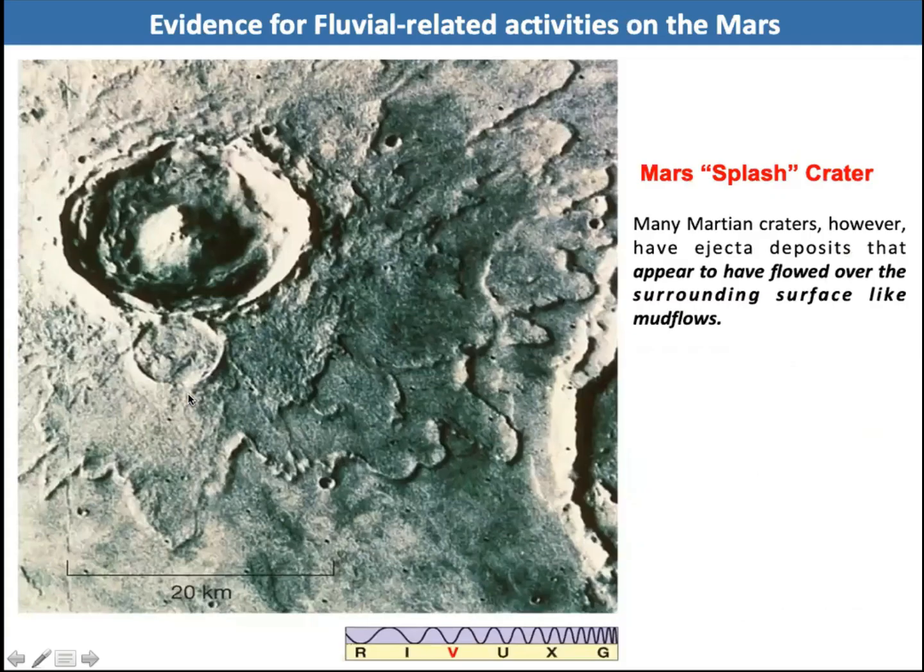Another evidence. This one I have previously shown you in a video, throwing a stone on a muddy surface. You can notice that splashing effect.